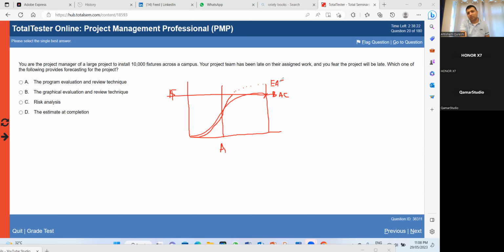Okay. Now what is my estimate to complete? Estimate to complete, which will be the difference of these two, EAC minus BAC. You got my point? Yes. You got this forecasting? I hope you understand this.